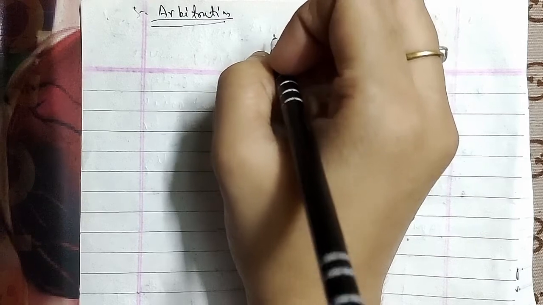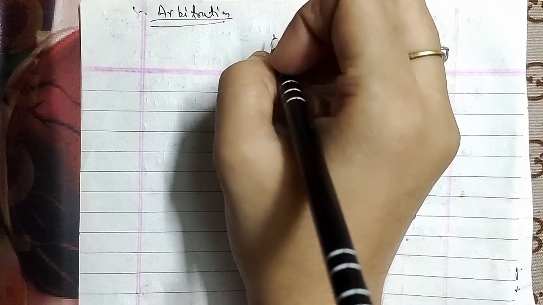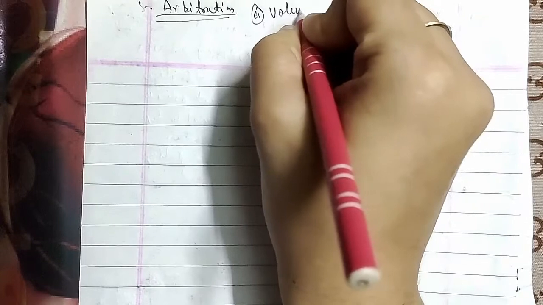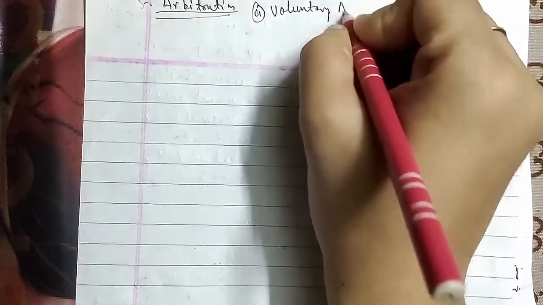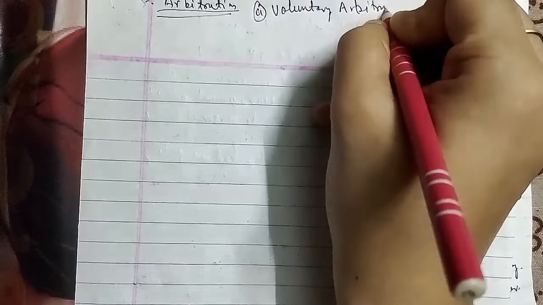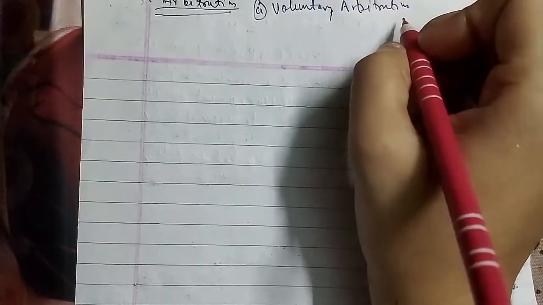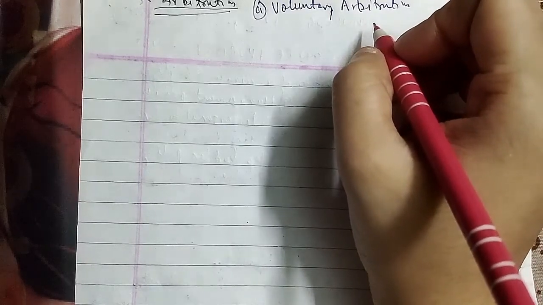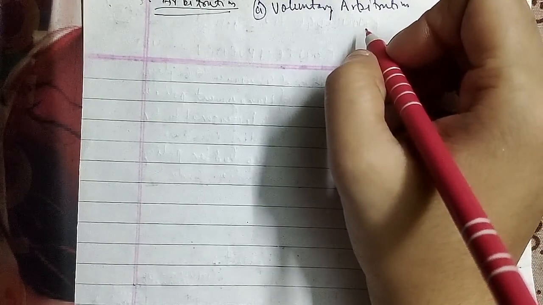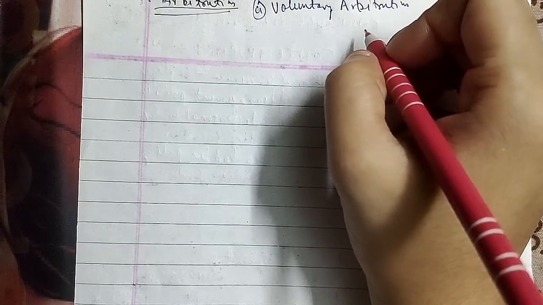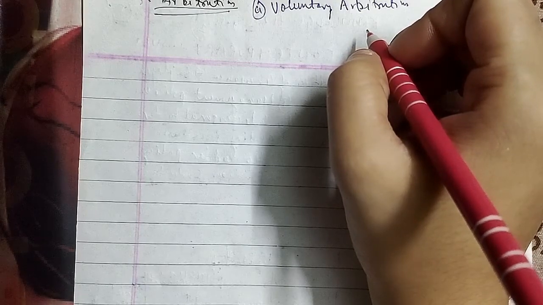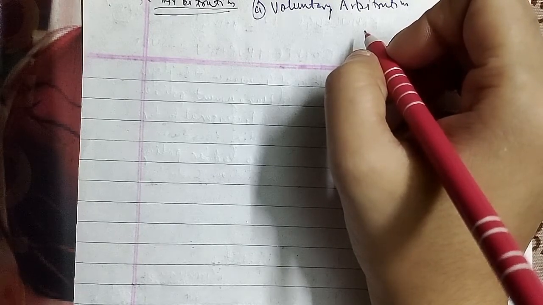And there are two types of arbitration as well, where the first is voluntary arbitration. In voluntary arbitration, the arbitrator is appointed by both the parties through mutual consent, and the arbitrator acts only when the dispute is referred to him. And the second is compulsory arbitration here.